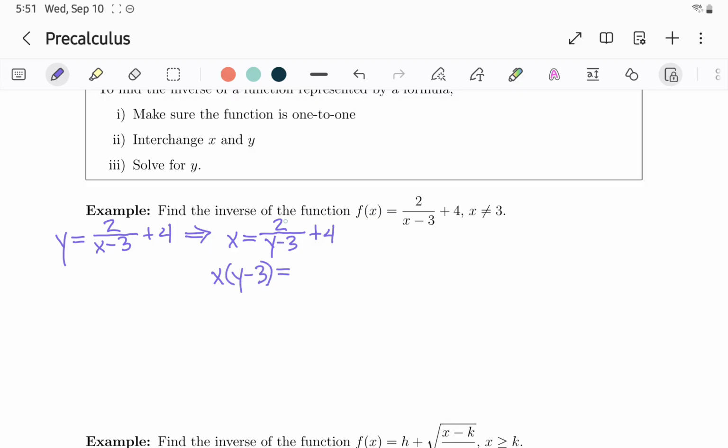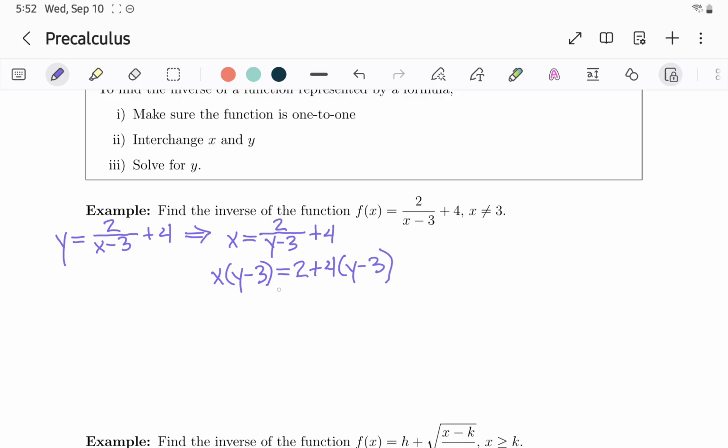And on the right-hand side, we'll have 2 over y minus 3 times y minus 3. So the y minus 3's will cancel out, and we'll just have 2. That's what we were trying to accomplish here, just getting that y minus 3 out of the denominator so that we would have a chance to eventually solve for y. And then plus 4 times y minus 3 still, so that's just going to be 4 times y minus 3. We'll worry about distributing in the next step.